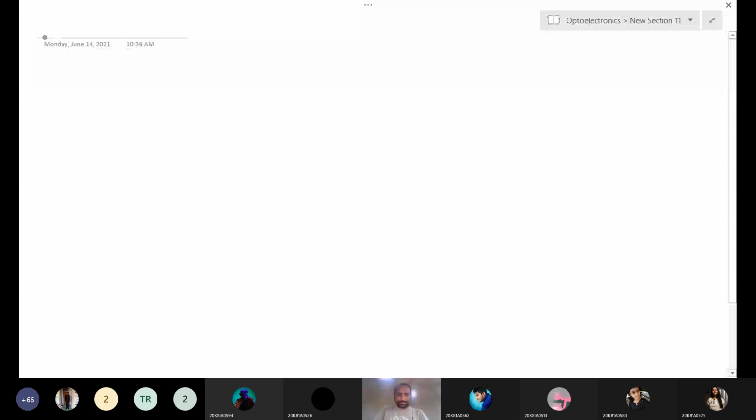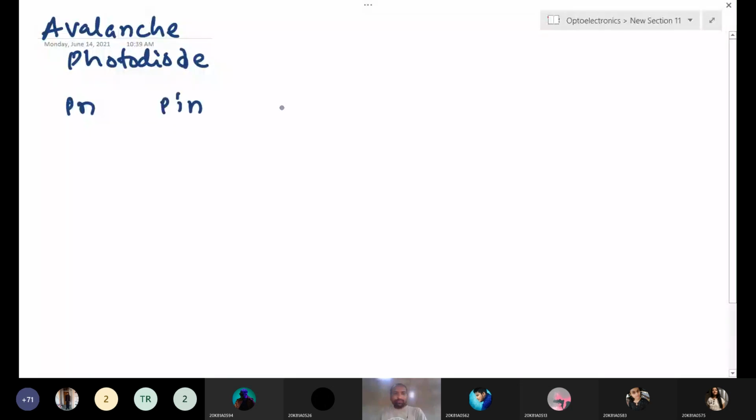Photodiode. Okay, that is what we are discussing. Avalanche photodiode. Okay, so we have the PN photodiode and the PIN photodiode, and now this avalanche photodiode is also PIN type only.